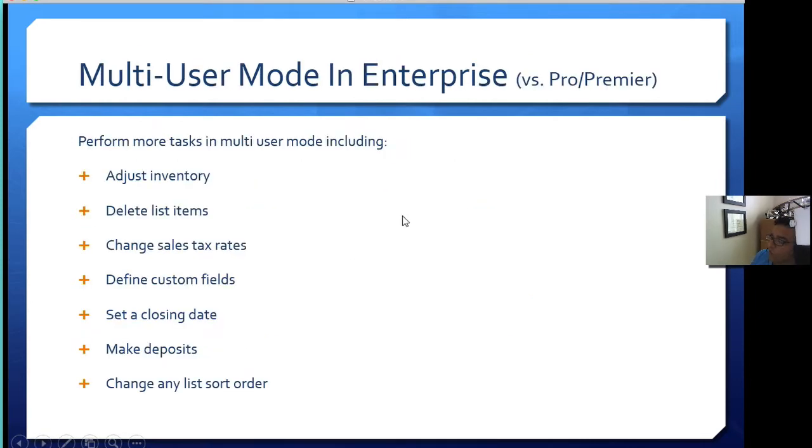Now, when you move from QuickBooks Pro to QuickBooks Enterprise, there is a nice advantage in terms of stuff that you can do in multi-user mode. So when you're working with QuickBooks Pro or QuickBooks Premier, you cannot do inventory adjustments while in multi-user. You cannot delete list items. You cannot change sales tax rates. You cannot define custom fields. You can't even close the books when you're in multi-user mode in Pro and Premier. Not more than one person can make deposits, and you can't change the order of any list items.